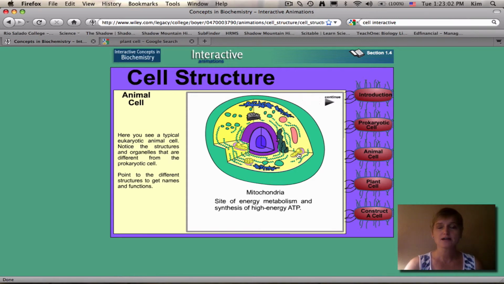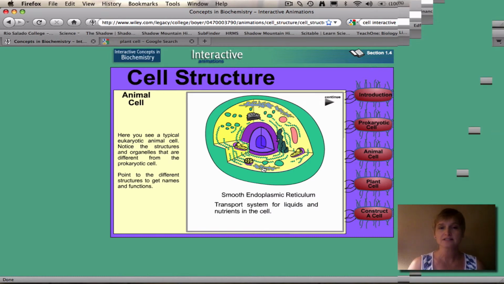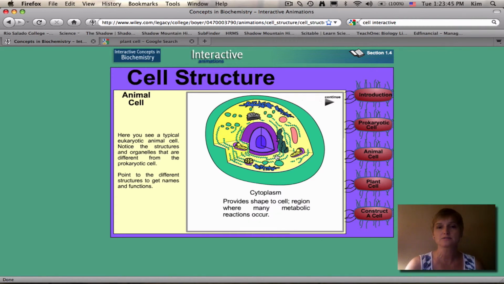Now from there, we go out here and we'll look at the mitochondria. Mitochondria is the powerhouse of the cell. It's where the energy is metabolized, where the ATP is made. So when we're trying to remember what mitochondria does, a lot of times we'll say the mighty mitochondria because it's where the power is. All right, we have the smooth endoplasmic reticulum out here, and this is a transport system for the liquids and the nutrients inside of the cell. We have lysosomes. Lysosomes and peroxisomes, they break down things in the cell. So they really are responsible for getting rid of wastes.